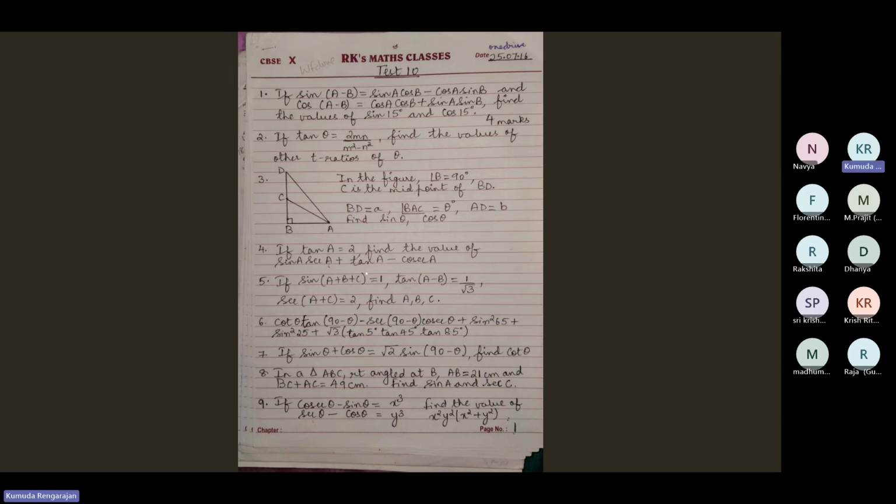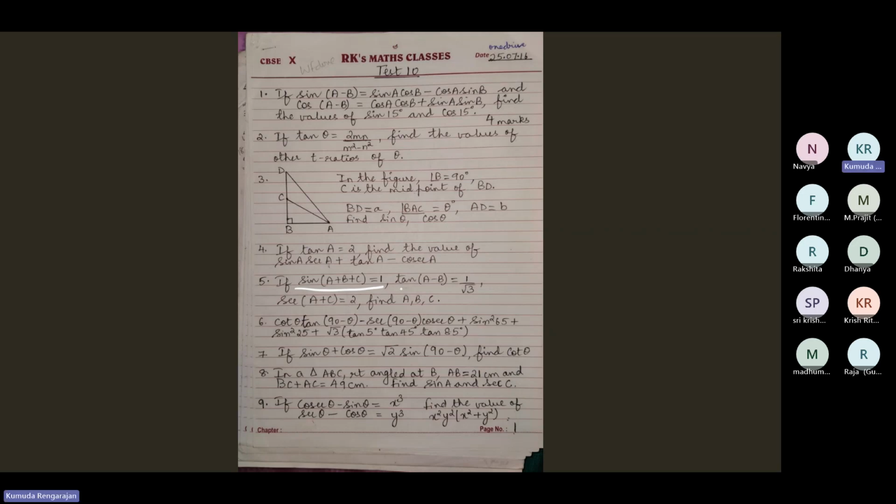In the same way, in question number 5, we have sine of A plus B plus C is equal to 1. So sine of what angle is 1? 90 degrees, ma'am. Sine 90 is 1. So that means A plus B plus C is equal to 90.